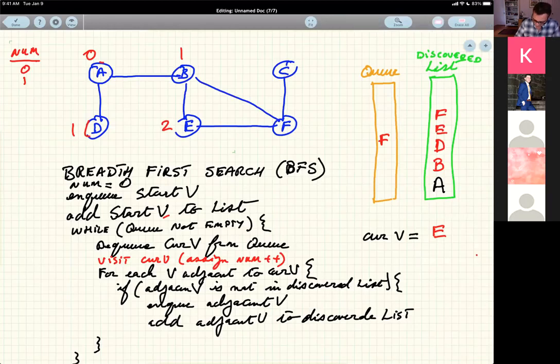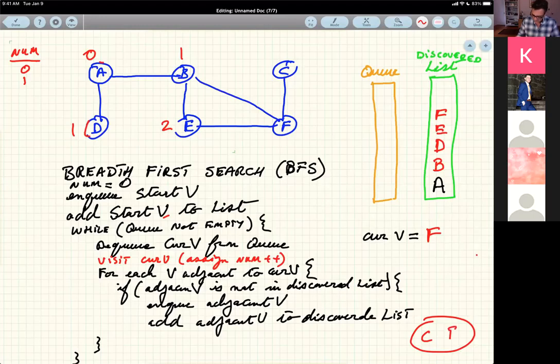I dequeue F. It's my current vertex now. So what are the set of vertices that I can reach from F? Well, there's C and B, right? Well, B is in the discovered set, so I don't need to do anything with it, but C is not, so I'm going to add C here and C there. And now I'm done with that.